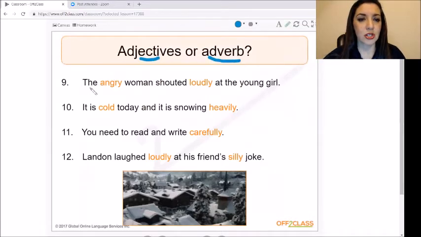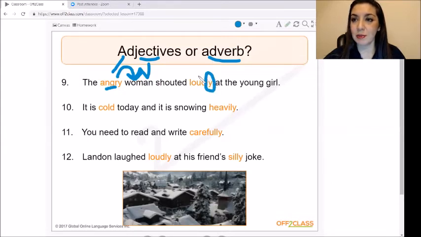So they're in orange. The angry woman shouted loudly at the young girl. The angry woman. I know this is a noun, and angry describes the woman. So then this is adjective. Now, the angry woman shouted loudly at the young girl. So ly is probably the adverb. Does it describe a verb? Yes. It describes how she shouted. How did she shout? Loudly.